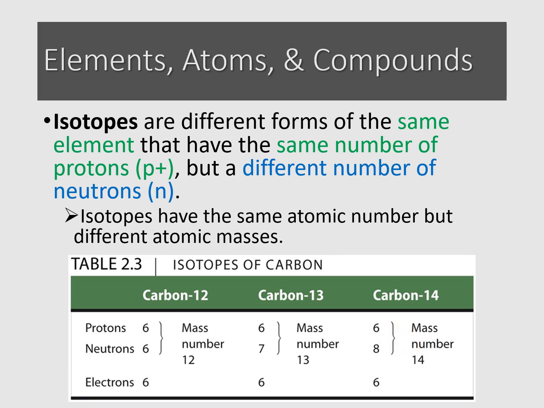So isotopes are very important in, say, carbon dating. I have a video on Canvas for you about carbon dating. They actually use the isotopes of carbon to figure out the age of certain things that we find in the earth.